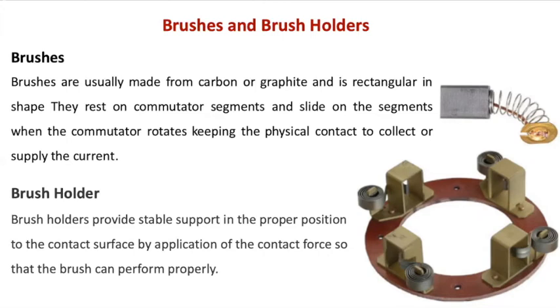But the most important part is that the pressure of the brush on the commutator should be uniform, and it should be proper, neither more nor less. For that, we have the brush holders, and you can see the brush holder arrangement with a spring. That spring ensures that the pressure on the carbon brush is proper. So brush holders provide stable support in the proper position to the contact surface by application of the contact force with the help of the springs, so that the brush can perform properly.